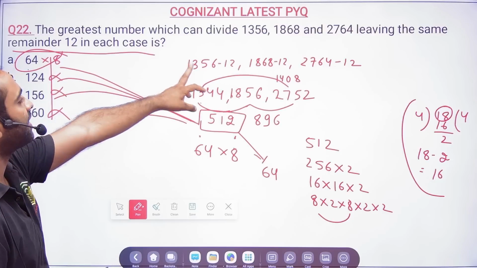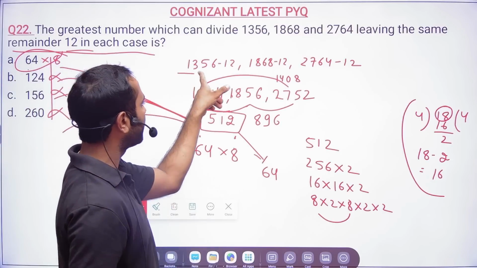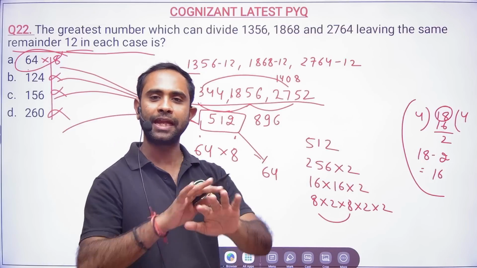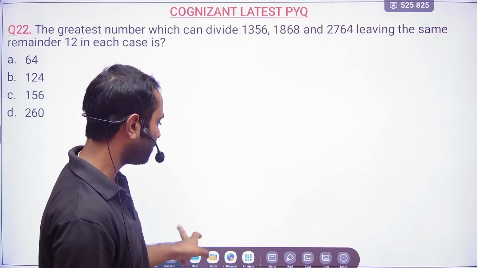And when you divide these numbers by 64, it will give you a remainder of 12. And when you divide this number by 64, it will completely divide. Clear? So question number 22 is also clear.